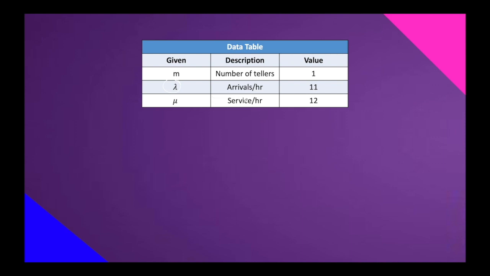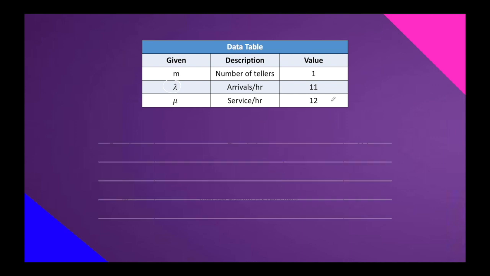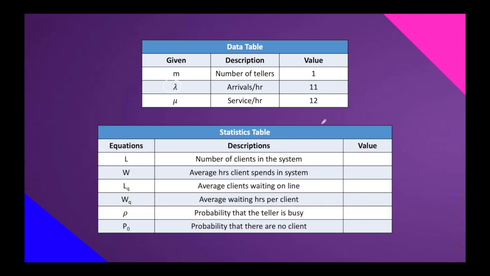Mu stands for the average service rate, which is 12. Meaning, in every hour, there are 12 clients who finish being served inside our bank. Okay? So what we are going to do now is to set up the statistics table. These are all the questions asked in our previous slide.